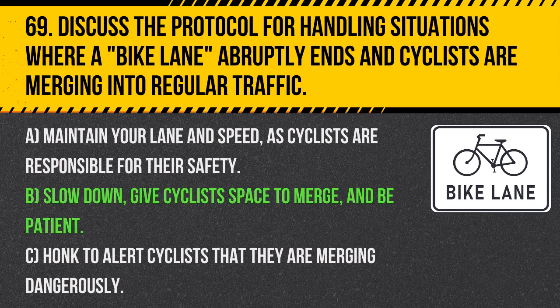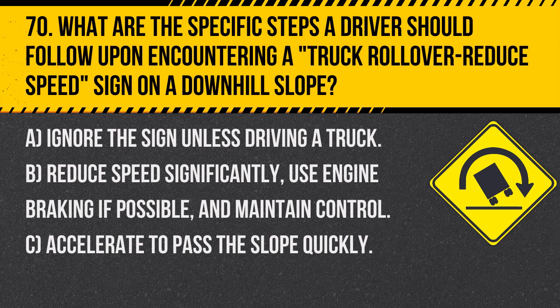Answer: B. Slow down, give cyclists space to merge, and be patient. When bike lanes end, drivers need to be considerate and help maintain safety for all road users. Question 70. What are the specific steps a driver should follow upon encountering a truck rollover reduced speed sign on a downhill slope? A. Ignore the sign unless driving a truck.